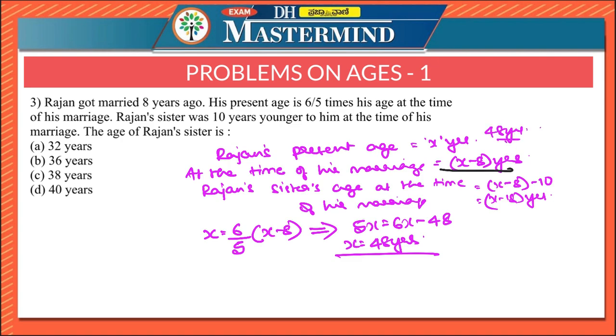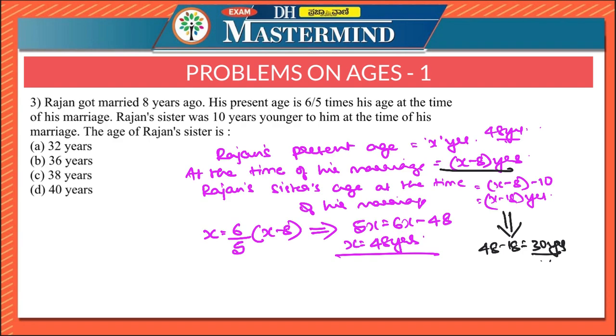Then Rajan's sister's age at the time of his marriage will come out to be X minus 18. That is, according to this equation, Rajan's sister's age is X minus 18. X is 48. 48 minus 18 equals 30 years. However, this is Rajan's sister's age at the time of his marriage.